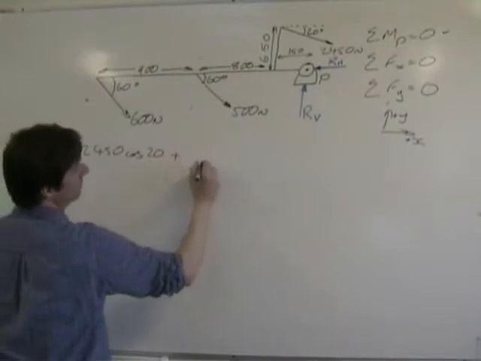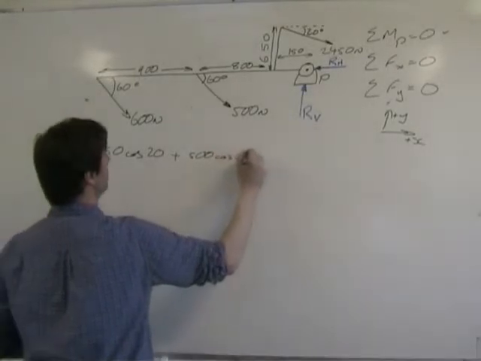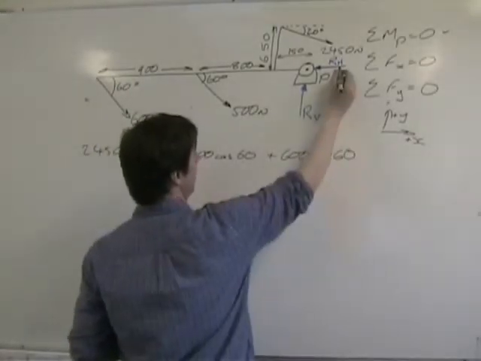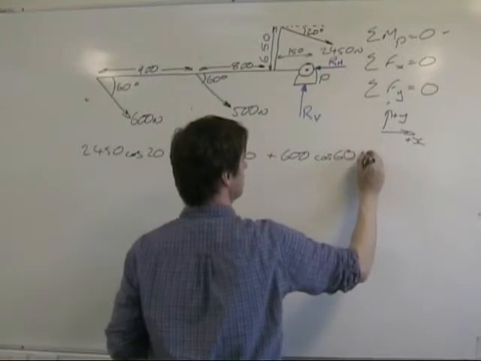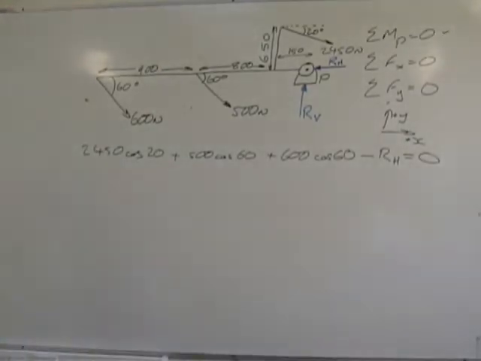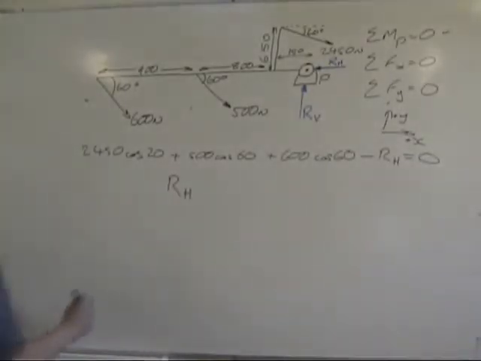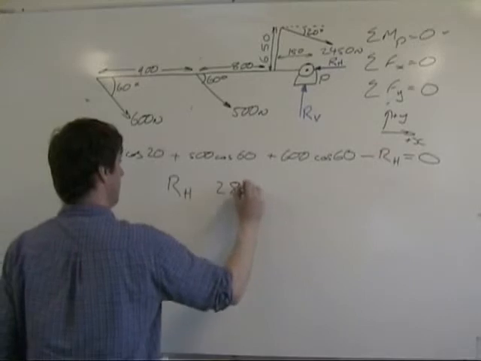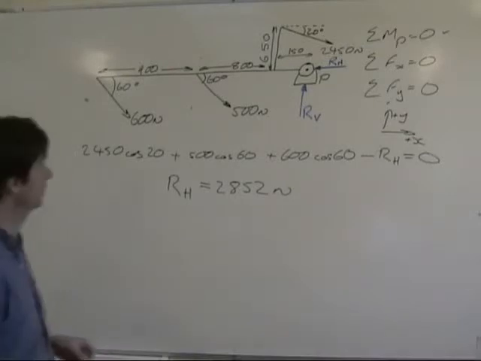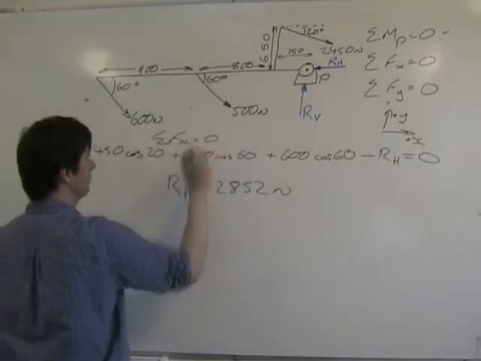500 is also in the same direction, so it's 500 cos 60 plus 600 again cos 60. The RH is going in the opposite direction, so it's minus RH. That all equals 0. So if you do the calculations, solve that, you find that the horizontal component equals 2852 newtons. That's solving it for the horizontal direction. That was using the sum of the forces in the x direction equals 0.